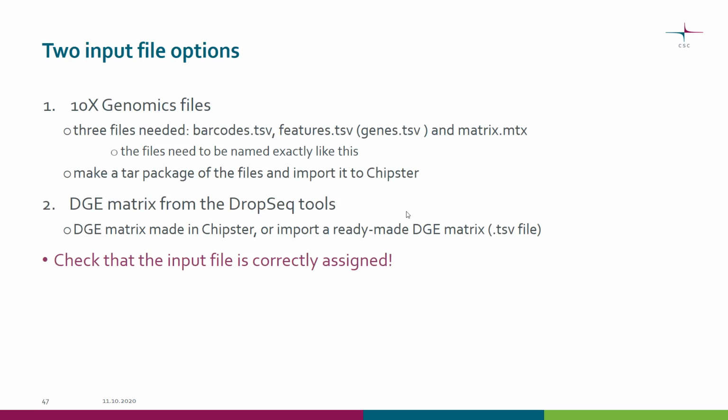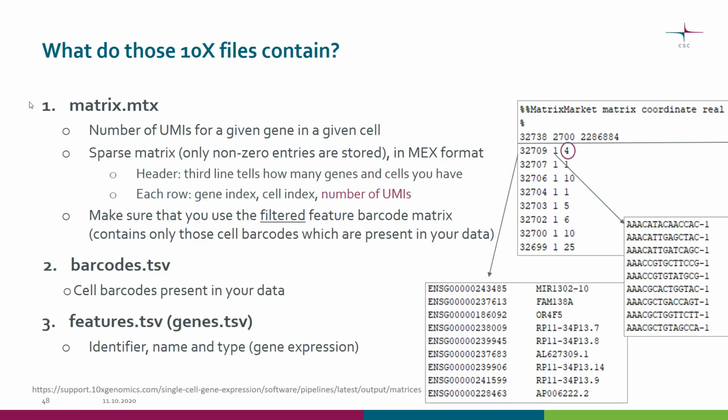So let's start with input files. In Chipster, you can give two types of input files. You can either give 10x genomics files or a digital gene expression matrix, or DGE, if you have drop-seq data. But let's first have a look at the 10x genomics files. Essentially you have three files and they need to be named like this. There is the matrix file, barcodes, and features, which used to be called genes in the older cell ranger versions.